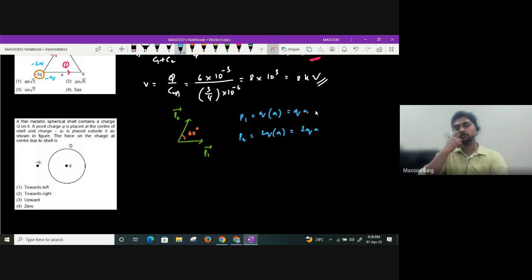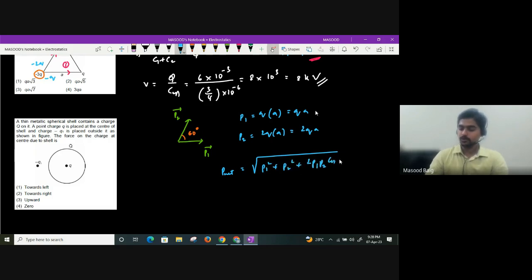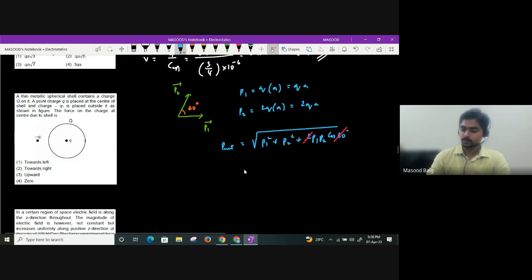Okay. Now these two dipole moments are separated by an angle of 60 degrees. So what is the net dipole moment, beta? You can write it directly as under root of P1 square plus P2 square plus 2 P1 P2 cos of the angle between them. What is the angle? 60. Cos 60 and 2, will they get cancelled out? Yes, they will get cancelled out. So what are we going to get? Under root of (qa) whole square plus (2qa) whole square plus qa into 2qa.